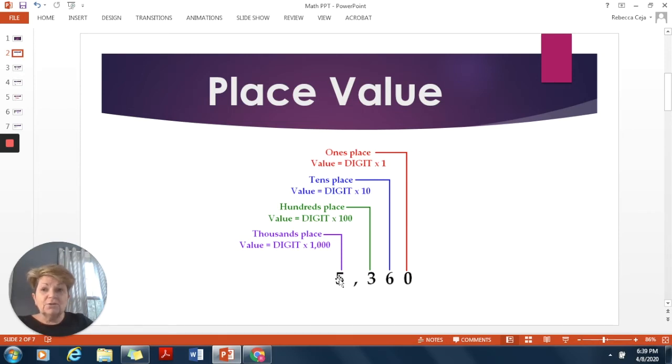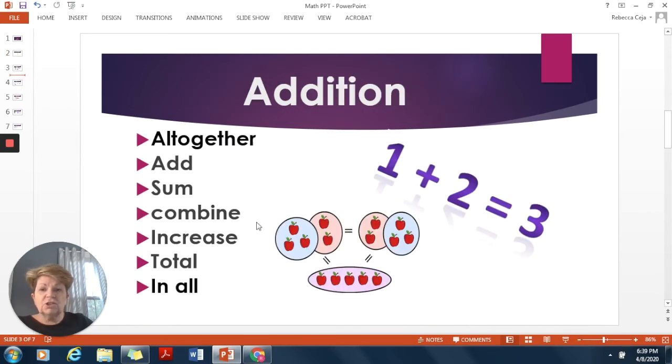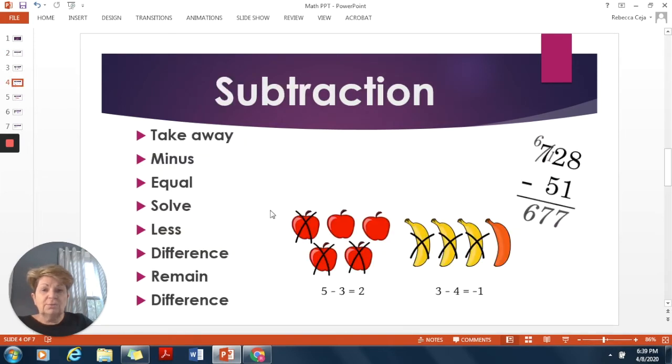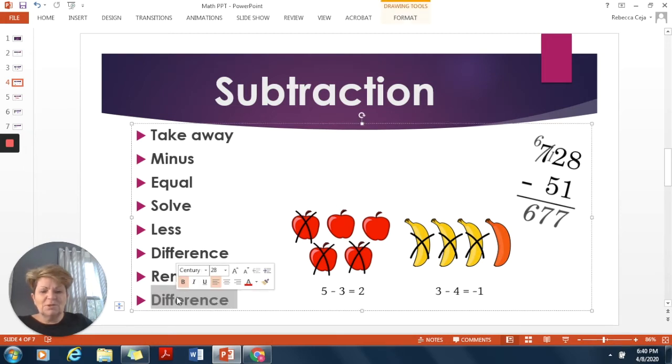Now let's skip down to another page and look at subtraction vocabulary. Today we're going to be looking at taking away. We're going to have a whole number and we're going to take something away from that whole number. So the vocabulary words that we could look for would be take away, minus, equal, solve, less, difference, and remain. I see we wrote difference twice, so let me go ahead and take that off of there.